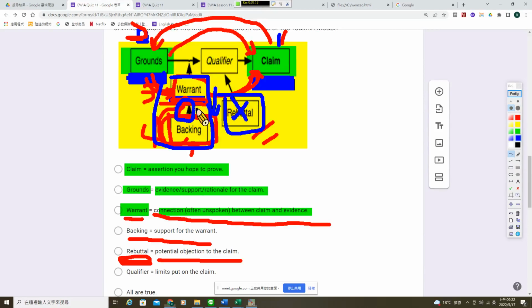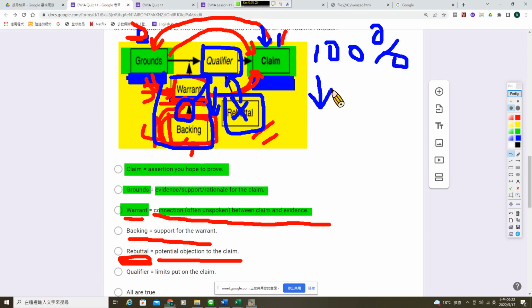So look here. Once you have the positive reasons and negative reasons, we have to consider that maybe our claim is not 100% correct. We have to take it down a little bit. So that is why we have a qualifier, limits put on the claim. So over here we have a limit. Whatever we say about the claim may not be 100%. So maybe, very likely, or in general, you have to put a qualifier over there.